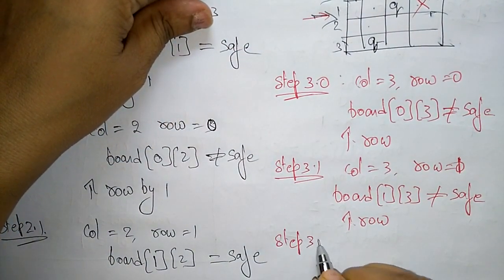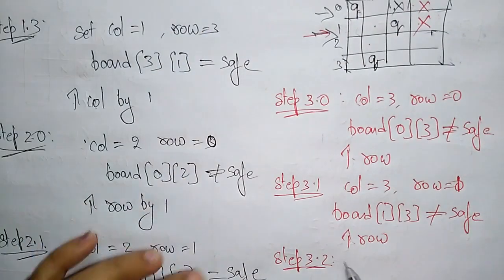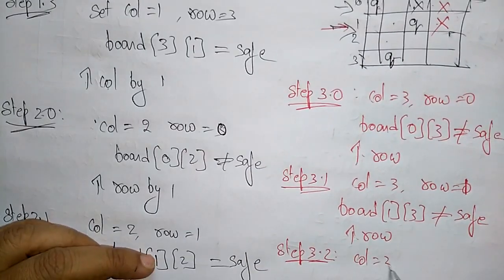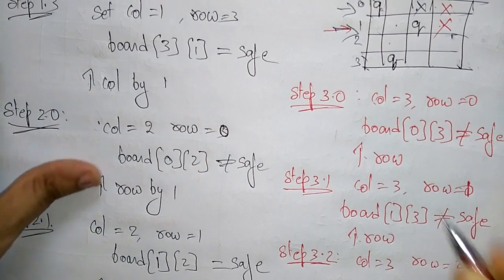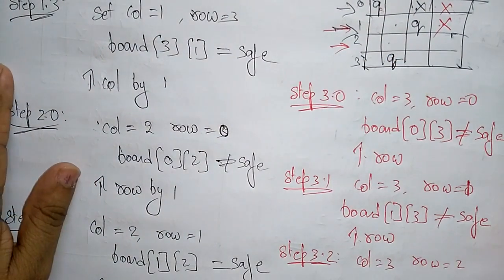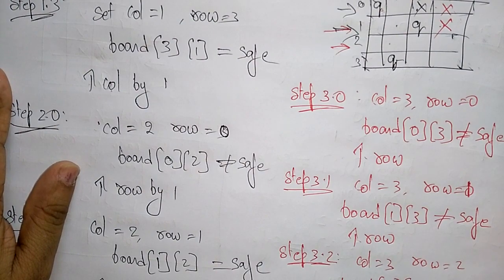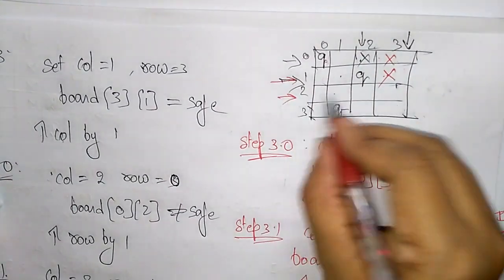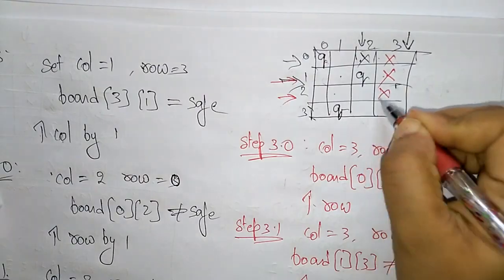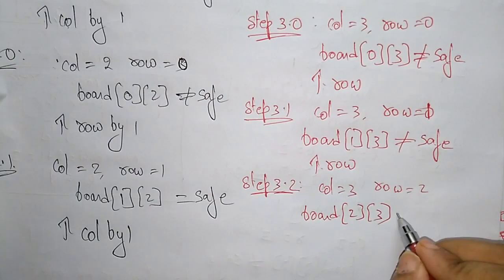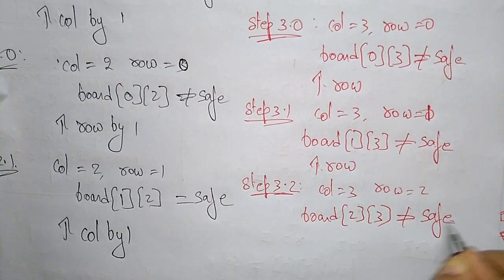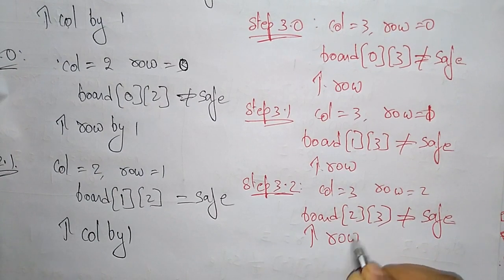Step 3.2. Now check. Column is 3 and row is 2. Check the second row. Is board of 2 of 3 safe or not? Is 2 of 3 safe? Second row and third column is safe? No, because it is forming diagonal. So not safe. So whenever it is not safe, just increment row by 1.